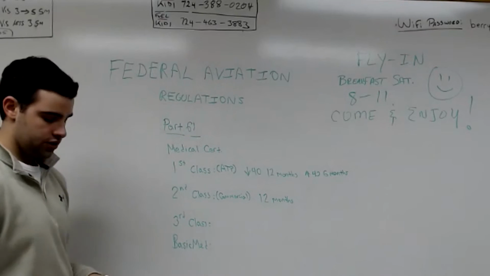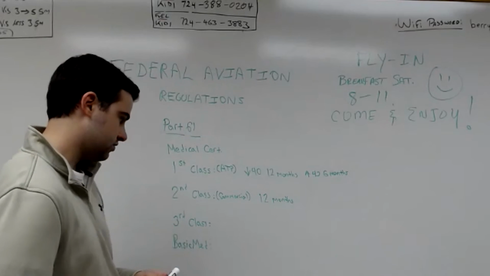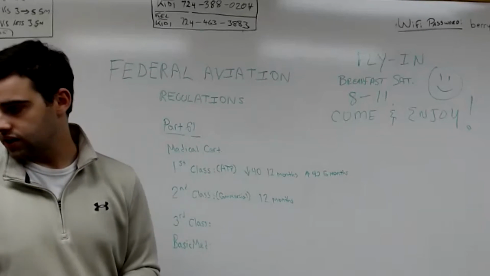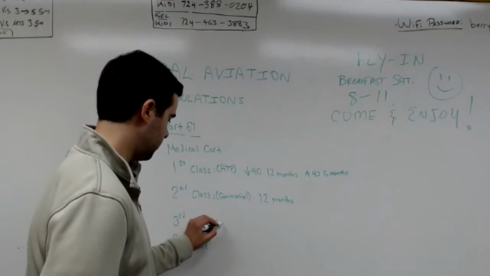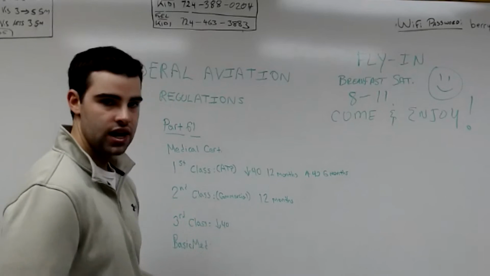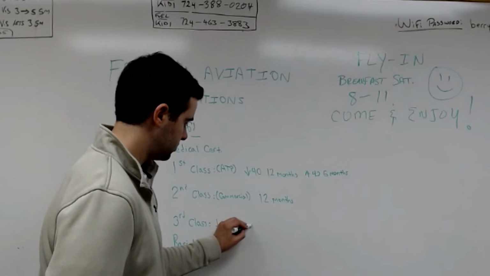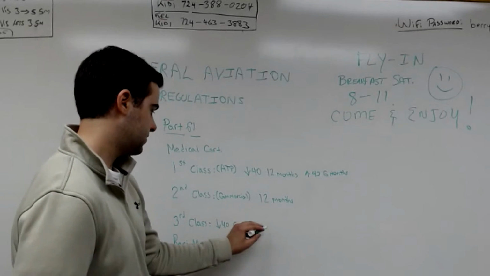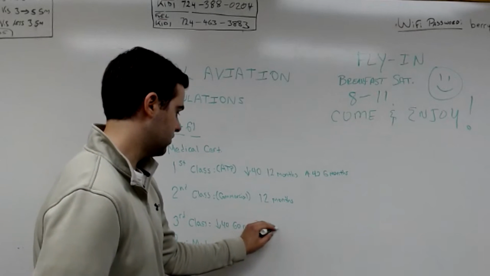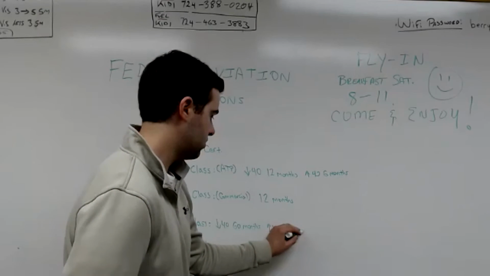And then finally, you have your third class medical certificate, which is just the basic one. I mean, I had a third class when I was going through flight training, and it is the most lenient of them all. And if you're younger than 40, that one's actually valid for 60 months. It's valid for 5 years. If you're over 40, it's valid for 2 years, 24 months.